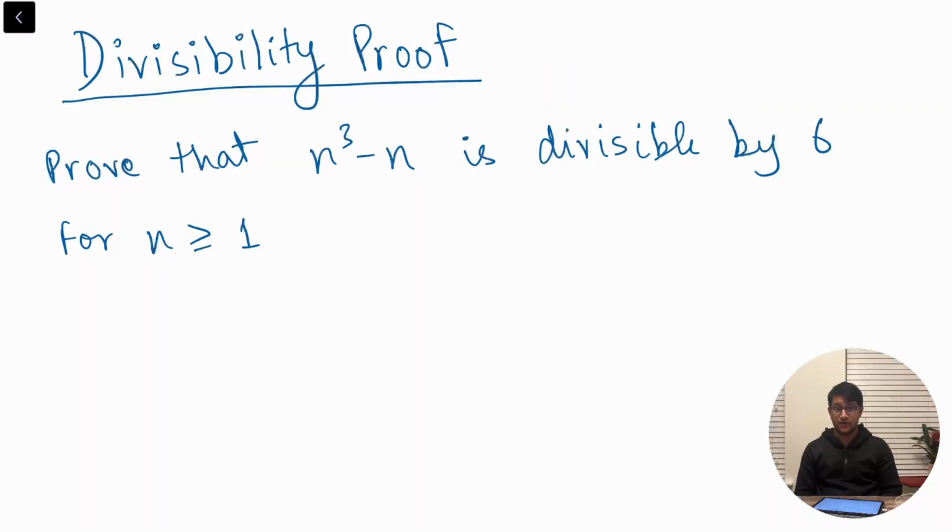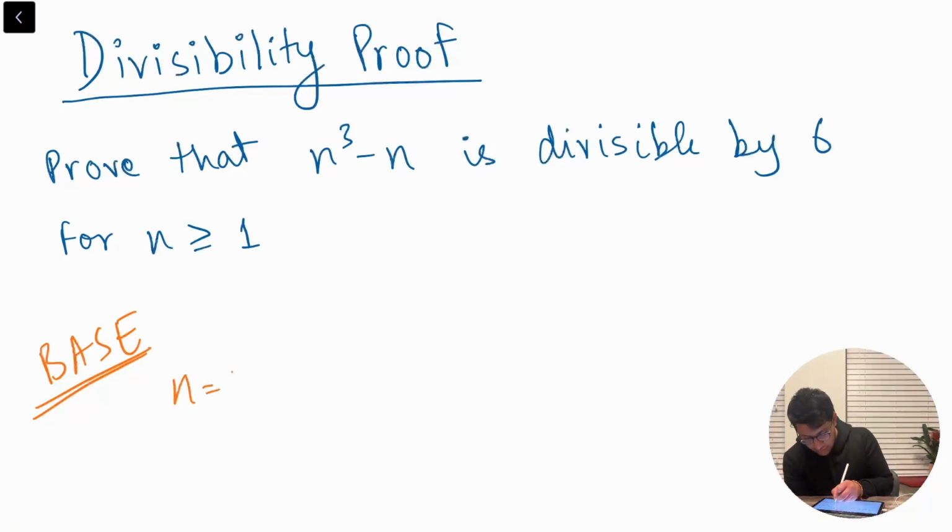This is the second type of question that I see come up quite often, which is the divisibility proof. A general question like this will be: prove that n cubed minus n is divisible by 6 for all n greater than or equal to 1. So, like any proof by induction question, we'll start by investigating the base case, because if it's not true for the base case, it's just flat out false, right?